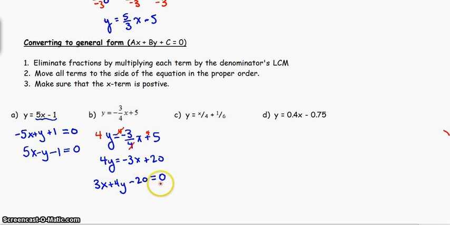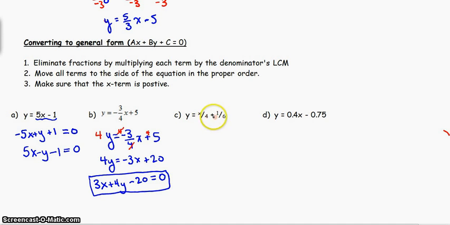You'll notice I do not know the slope or y-intercept properties of this. I would need to convert to slope-intercept in order to know the slope and y-intercept. This just is a nice final way to write the equation of a line.